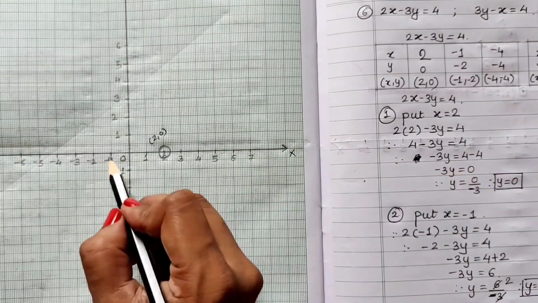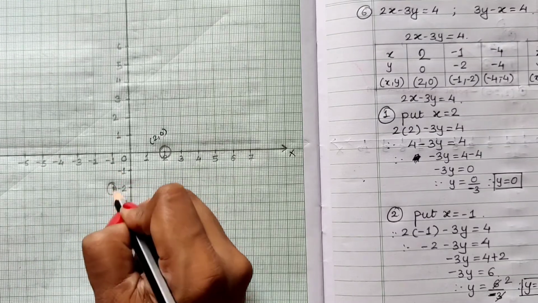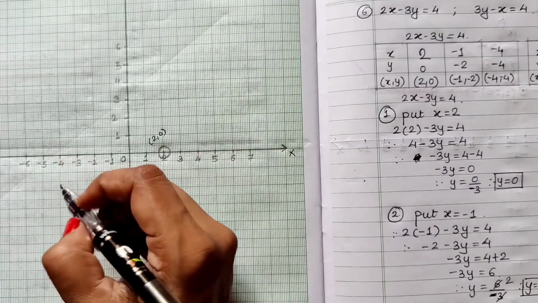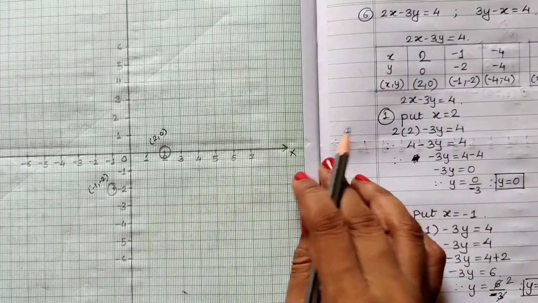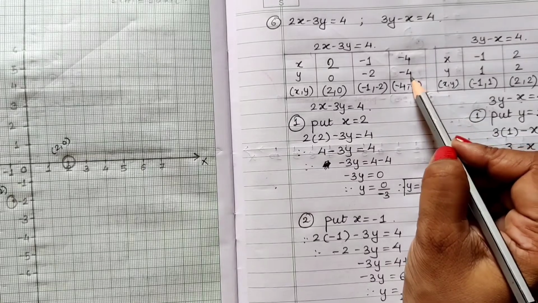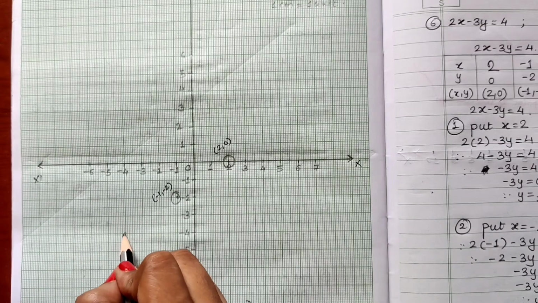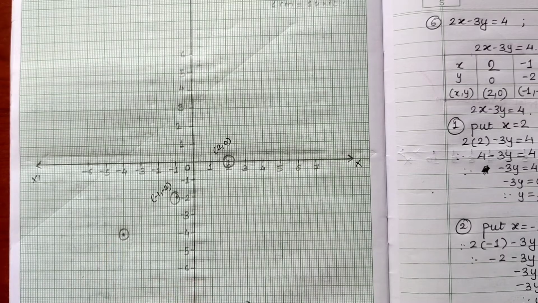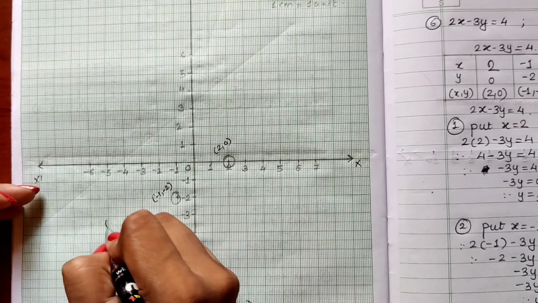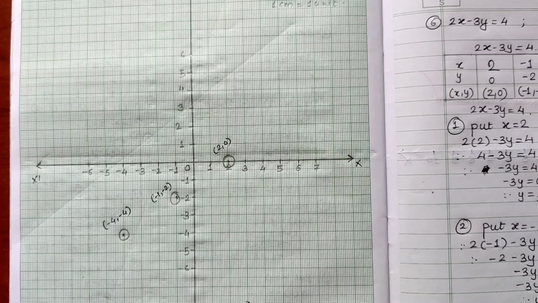Now the next point is minus 1, minus 2. So minus 1 on the x-axis, minus 2 on the y-axis. So this will be the point minus 1, minus 2. Now let us plot the third point, minus 4, minus 4 on both axes. So we will start at minus 4 on the x-axis. We will go till minus 4 on the y-axis. Minus 4, minus 4. Let us draw a line passing through these 3 points.